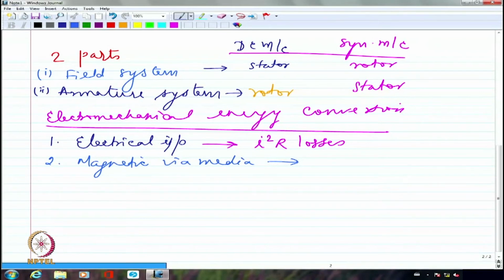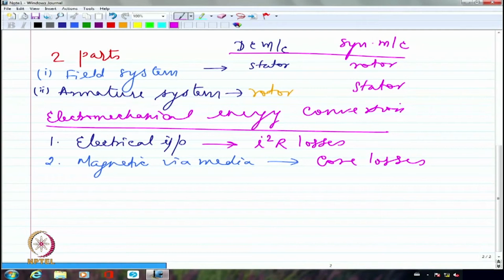But along with that, I may have core losses, what we talked about already in transformer, that is due to the magnetic field. And core losses generally will be associated with the machine only if I am talking about alternating currents. Right? We already talked about this, hysteresis loss and eddy current loss we will have only if there is alternating current. Otherwise we are not going to have those losses.